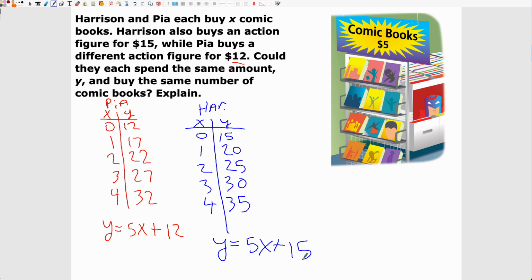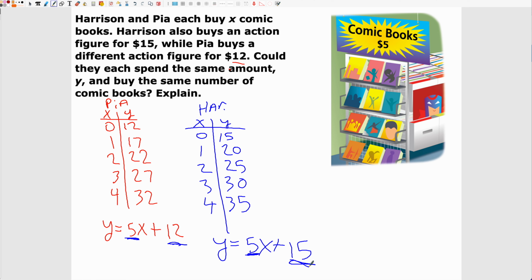So the question is, will they ever buy the same number of comic books and spend the same amount of money? No. Can you see what's going on here? Hers is going up 12, 17, 22. Hers always ends in a 2 or a 7. His always ends in a 5 or a 0. Those are never going to line up, right? And so the slope is the same for both of them, 5, but the y-intercept is different for both of them. So what does that mean? They're parallel, no solution, right?